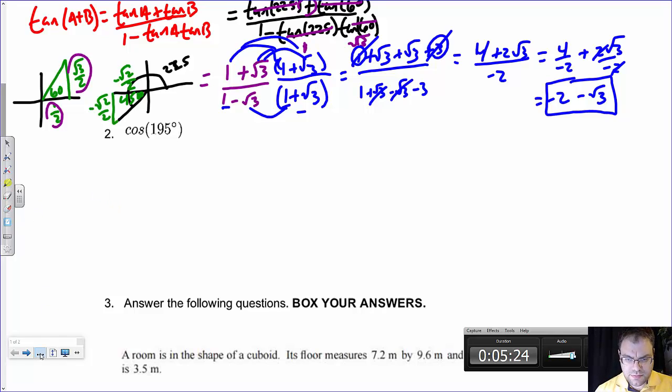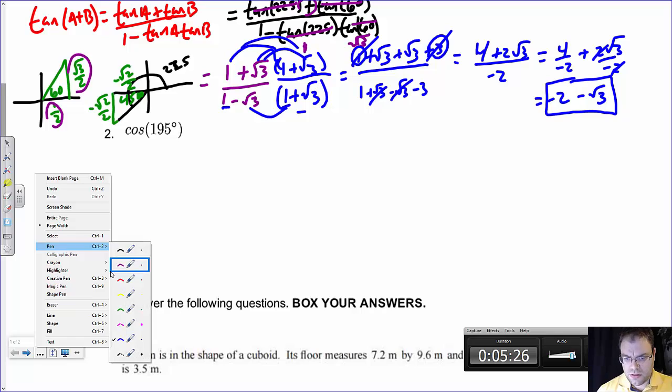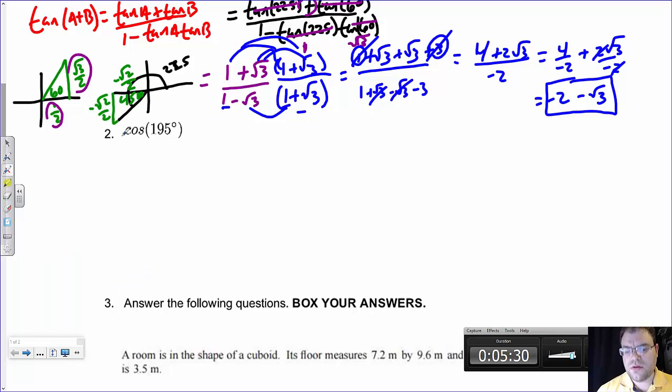Alrighty, let me get another pen here. Let's use red, I guess. So cosine of 195 is actually a couple ways you could do that, but I'm going to say that's the cosine of 135 plus 60 is what I'm going to say.